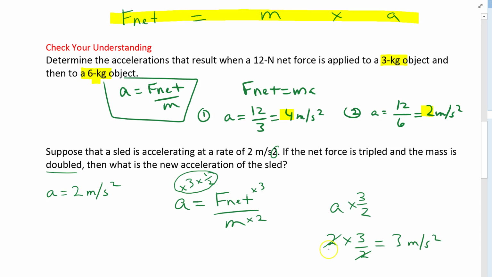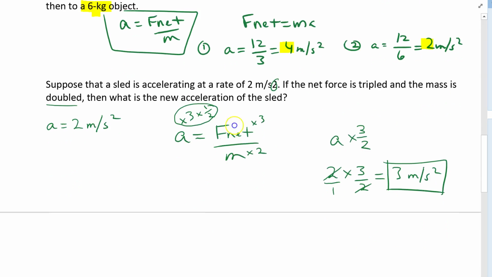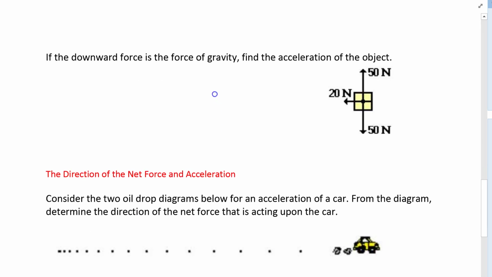Now this part here, you can think about how fractions are multiplied. You could say 2 times 3 is 6, and 6 divided by 2 is 3 again. I find it easier just to cancel out those 2's. Okay, hopefully that makes sense to you. Let's take a look at this next page here.